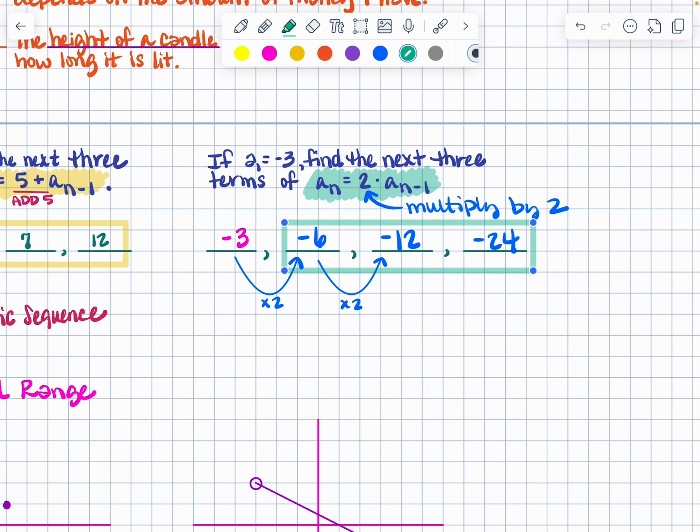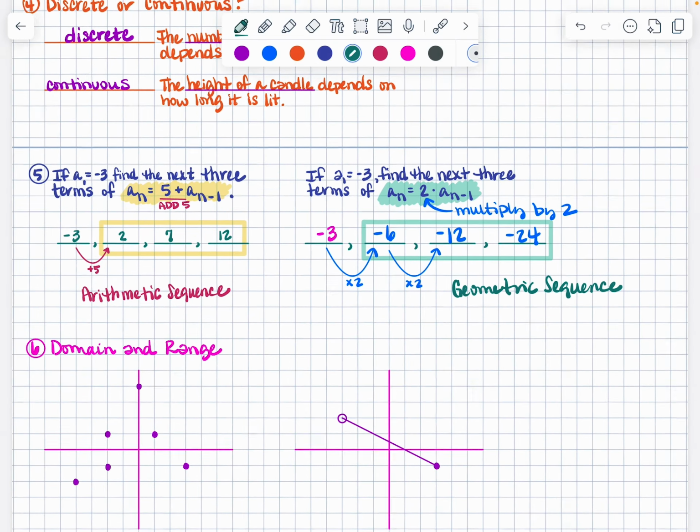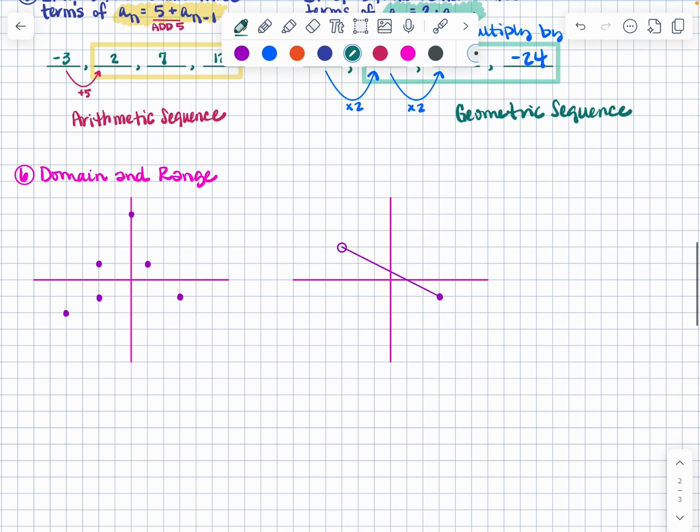Okay, all right, so just being able to read the rule. And remember, we call this a geometric sequence when we are multiplying to get to the next number in the pattern. Adding and subtracting is the arithmetic sequence. Multiplying is your geometric sequence.